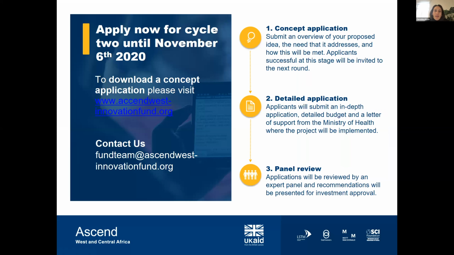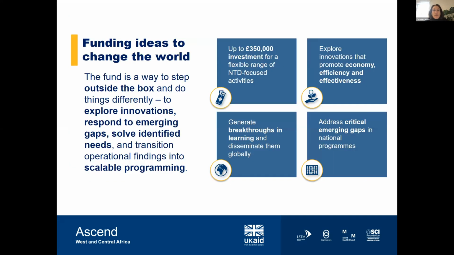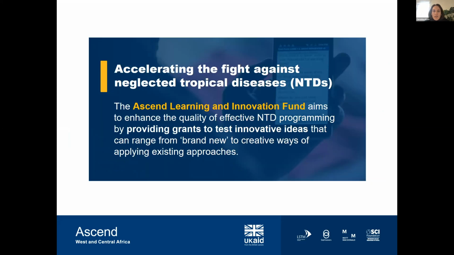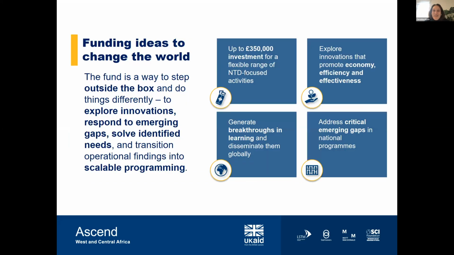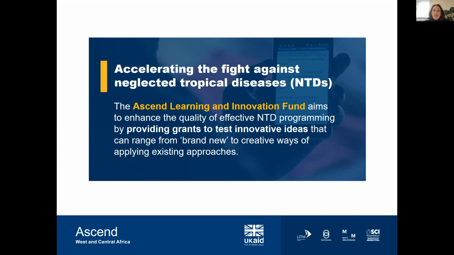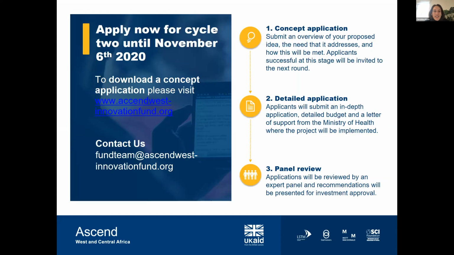What do we provide for you? The fund in general is providing grants between 25,000 and 350,000 pounds to support a flexible range of NTD-focused activities. So the innovations or the ideas can range from research to large scale implementation projects. We had everything in there in our first round, and we are focused across 13 countries in West and Central Africa. There's more detail on our fund website, and you should see the link on one of the slides and can check that out if your idea or your network's idea could be eligible for it.